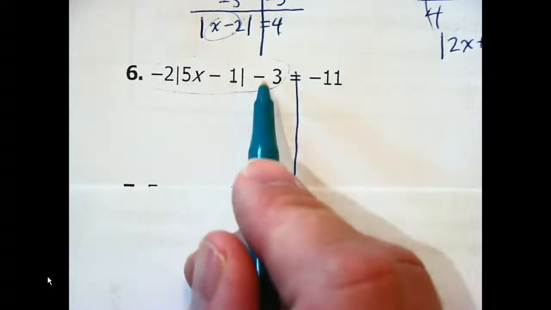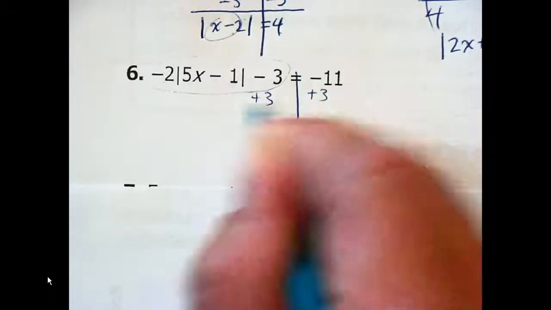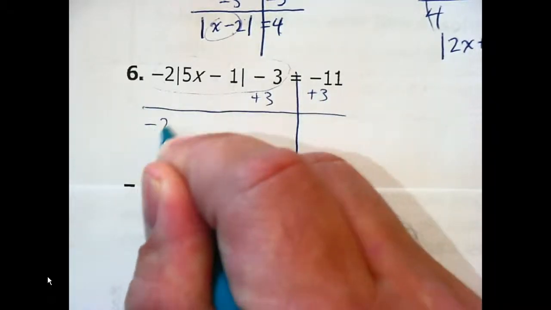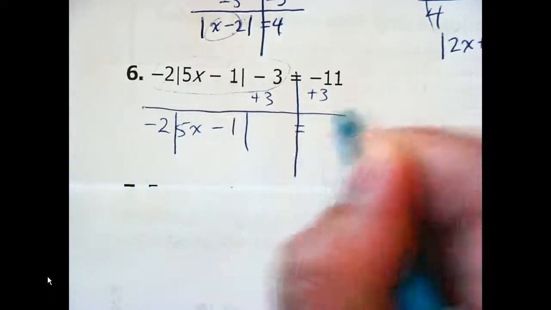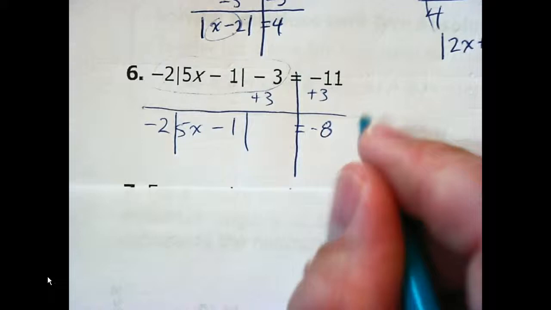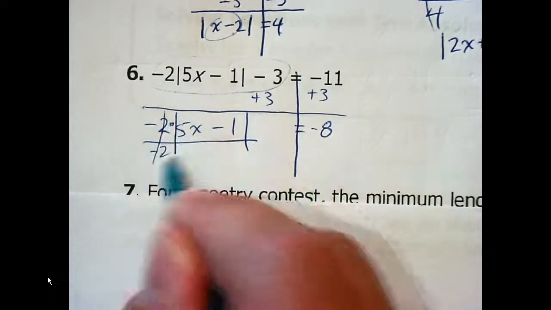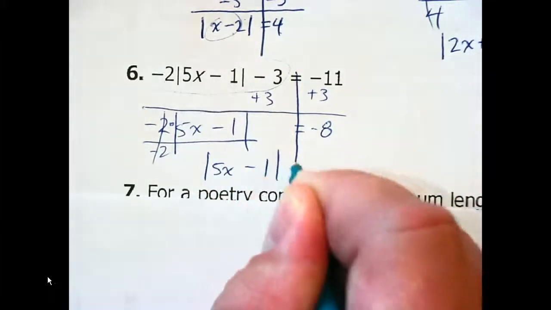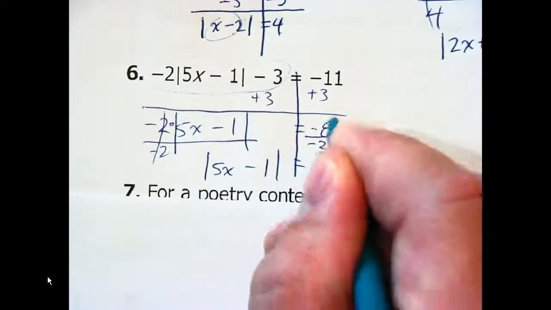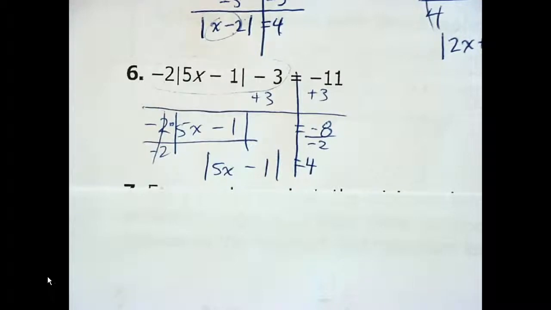So how do I move the 3? You add it on both sides. We add 3. Now that leaves negative 2, absolute value, 5x minus 1, equals negative 8. Now we get rid of the negative 2, we divide by negative 2. Those cancel. I'm left with the absolute value of 5x minus 1 equals negative 8 divided by negative 2, which is 4, excuse me. Almost messed it up. So from there, now you do your cases.